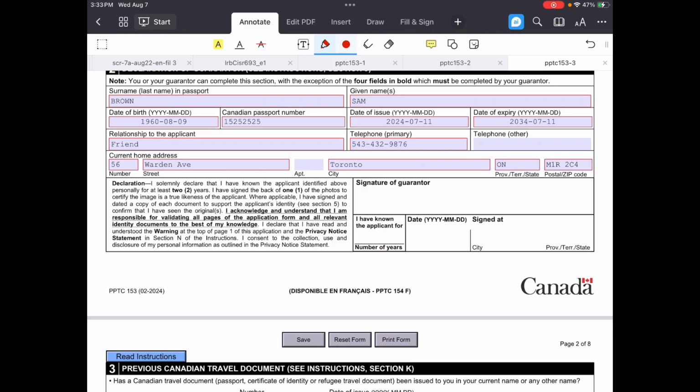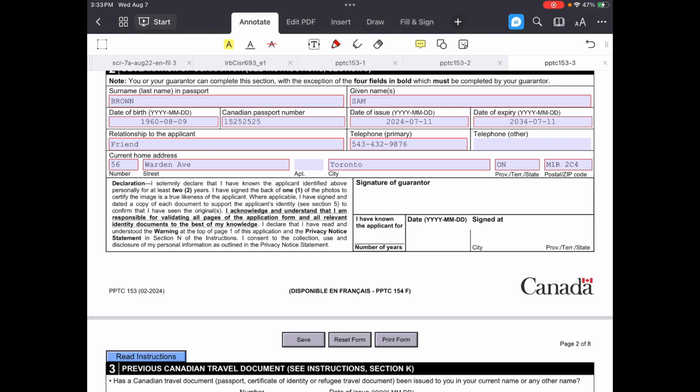And then the guarantor must sign it here. Then they must date the application. They must state in which city they are signing this application and which province, and also answer this question. You can just say 3 here. And then again, the guarantor must sign on the back of one of your pictures. The same person who is your guarantor, whose name is here, must sign the back of your picture.